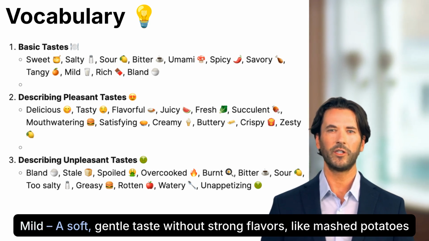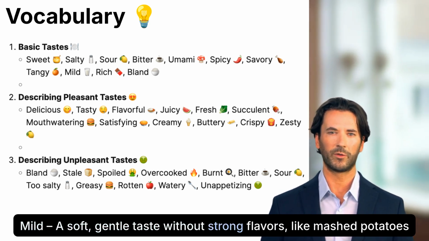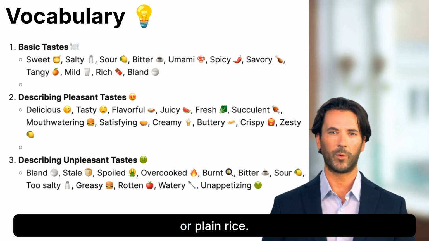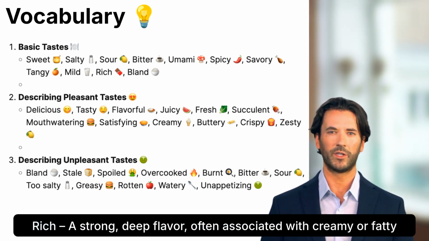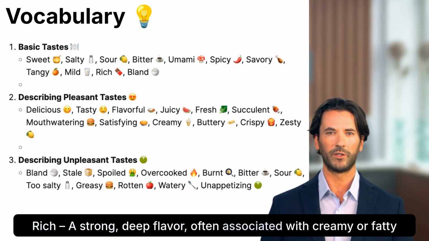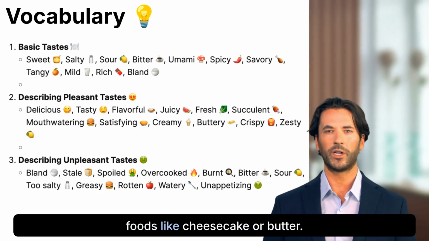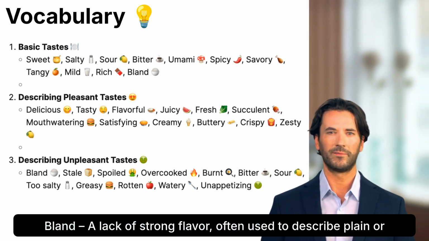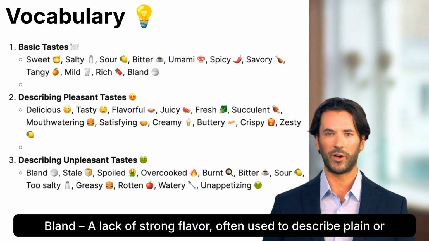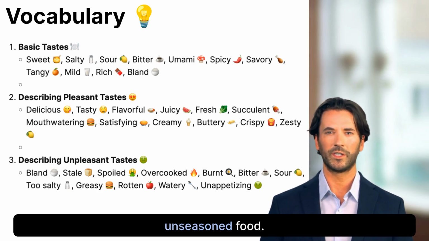Mild, a soft, gentle taste without strong flavors, like mashed potatoes or plain rice. Rich, a strong, deep flavor, often associated with creamy or fatty foods like cheesecake or butter. Bland, a lack of strong flavor, often used to describe plain or unseasoned food.